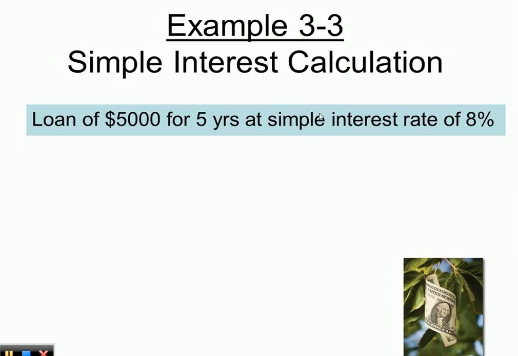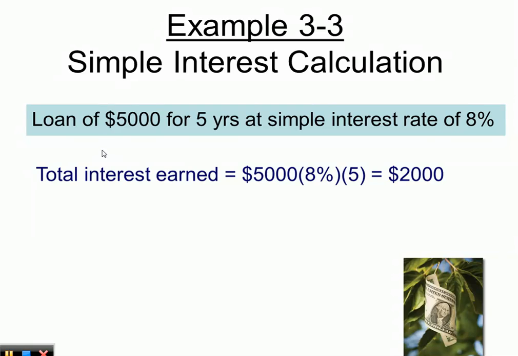And unless you actually read in the problem where it says simple interest, you would always assume compound interest. So using the formula, we can find total interest earned, which is P multiplied by I multiplied by N. So this is our P, right? That's the original loan. So at first we borrowed 5,000. We borrowed it for 5 years. That's our N. And the simple interest is I, which is 8%. So using our formula, we get $2,000 of total interest earned.